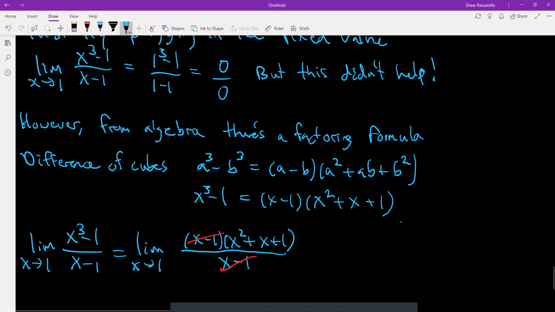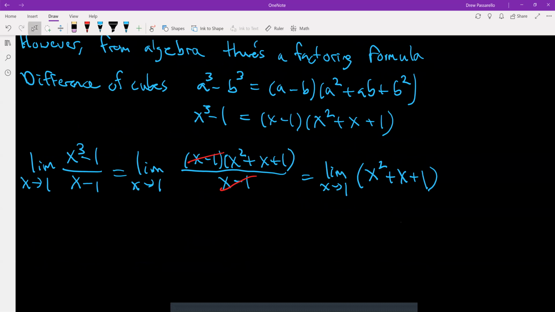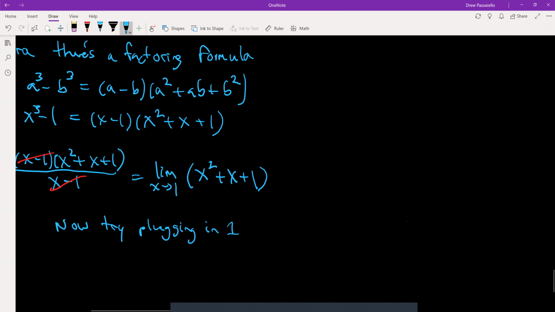So that's going to be equal to the limit as x goes to 1, and I'm left with the x squared plus x plus 1. And now try plugging in 1. All right, so if I plug in 1, that's going to be equal to 1 squared plus 1 plus 1, which comes out to be 3.